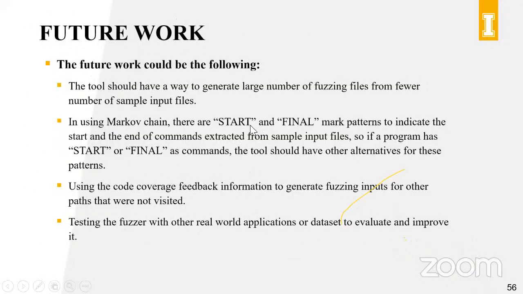The future work: we have a large number of fuzzing files from fewer samples, so we are going to start creating new fuzzing files from fewer fuzzing sample input files. We can find the new start and final patterns, and we can use the code coverage feedback confirmation to generate fuzzing output for other paths not yet visited.